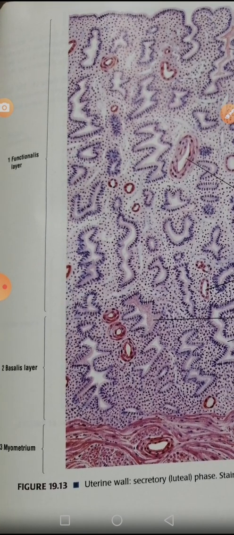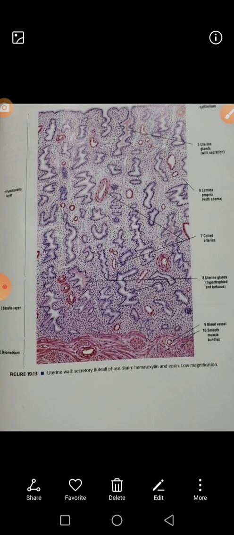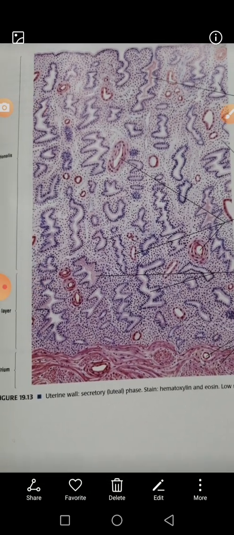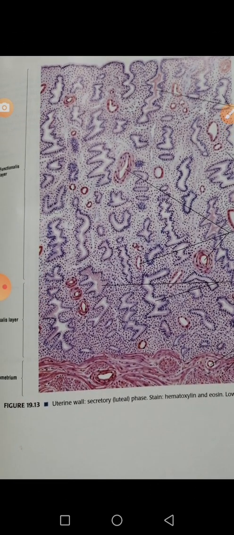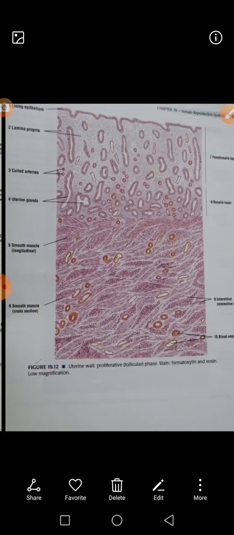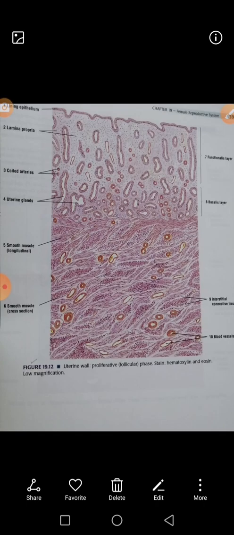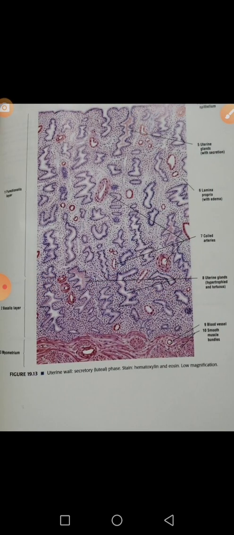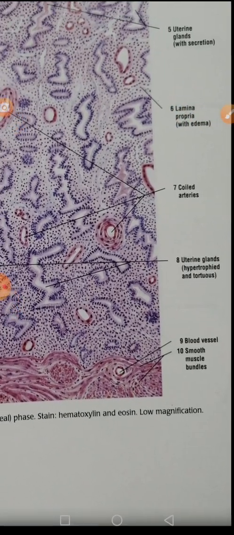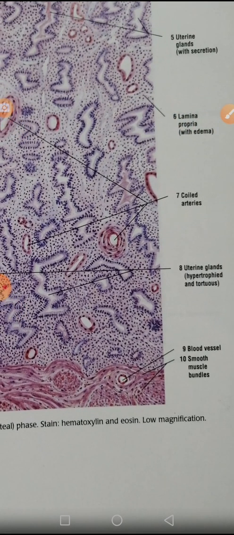In the secretory phase, they have... Notice the labeling of the functional layer and the labeling of the basalis layer, because now at the end of this phase the thickness of this full endometrium is 6 millimeters, whereas before it was simply about 3 millimeters, and this doubling has been represented.